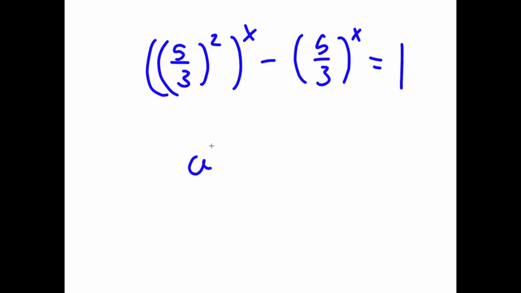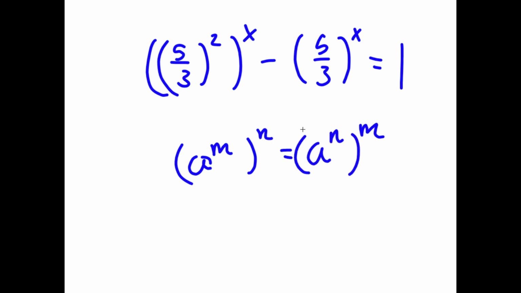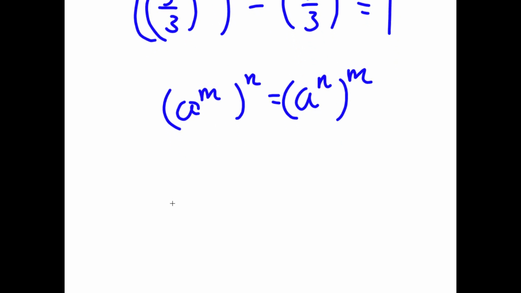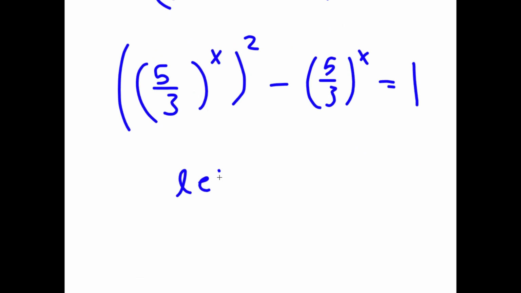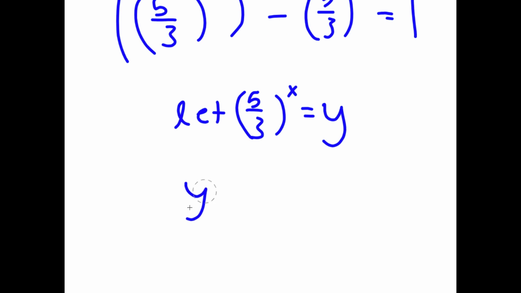And if I have something in the form (a to the power of m) to the power of n, this is equal to (a to the power of n) to the power of m. So ((5 over 3) to the power of 2) to the power of x is going to equal ((5 over 3) to the power of x) to the power of 2. Now I have this minus (5 over 3) to the power of x is equal to 1. Now I'm going to let (5 over 3) to the power of x equal the variable y. So now I have y squared minus y is equal to 1.